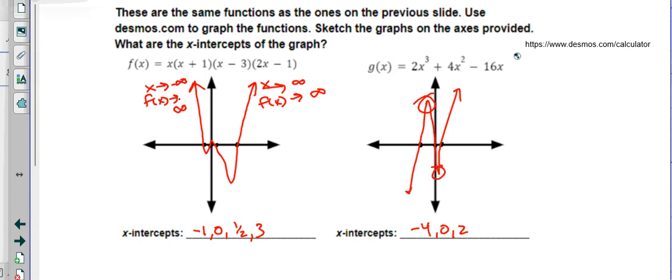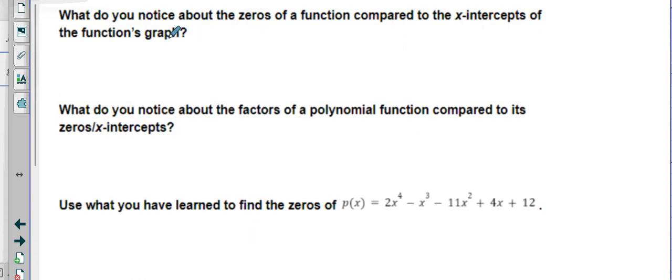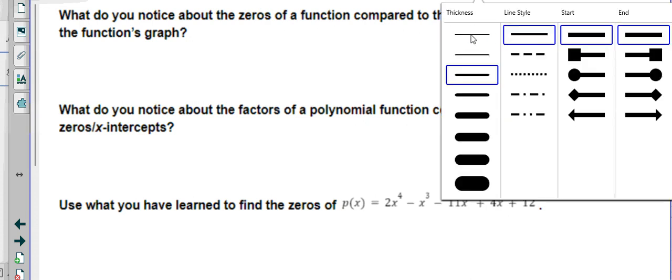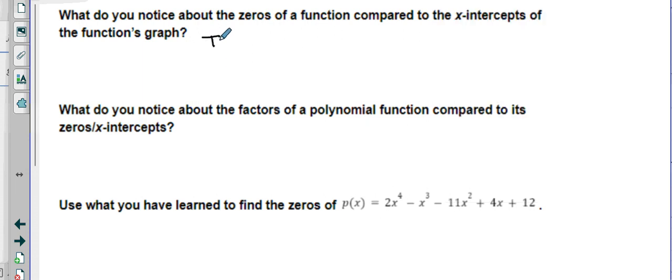We're going to go to the next screen. It says, what do you notice about the zeros of the function compared to the x-intercepts of the function's graph? And hopefully you realize that they are the same. And then, what do you notice about the factors of a polynomial function compared to its zeros? Well, when you have something like x minus 3 is equal to 0, and you solve it, you get x equals 3. This is your solution.